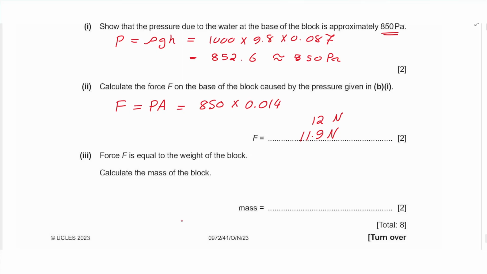Part I says the force F is equal to the weight of the block. Calculate the mass of the block. So mass is equal to the weight divided by the gravitational acceleration, or the field strength. So we divide 11.9 by 9.8. That gives an answer of 1.214, so we can approximate that to 1.2 kilograms.